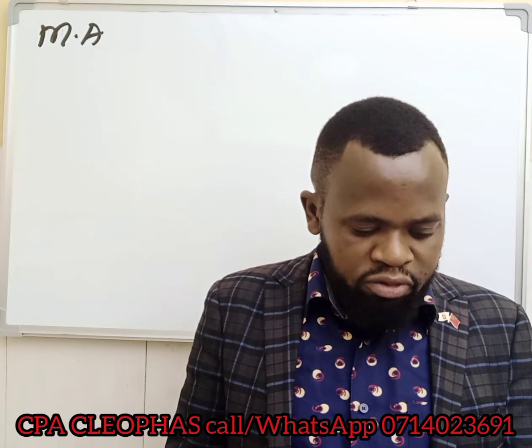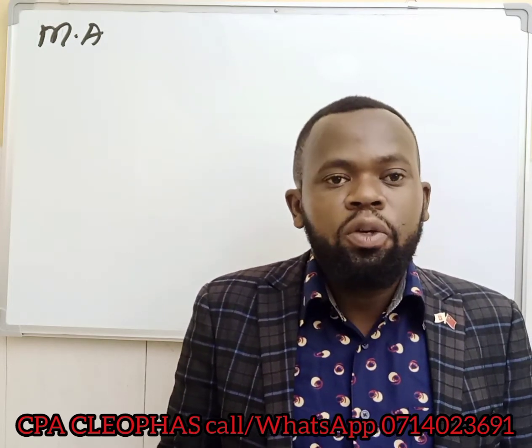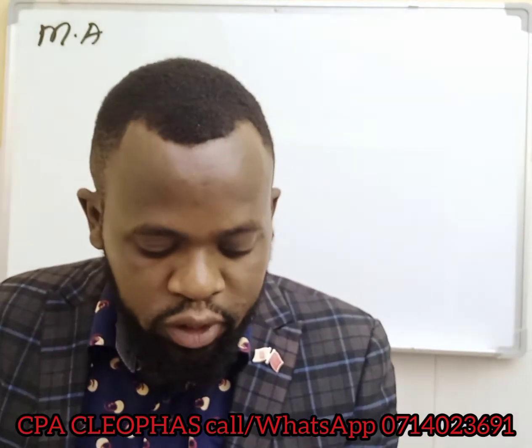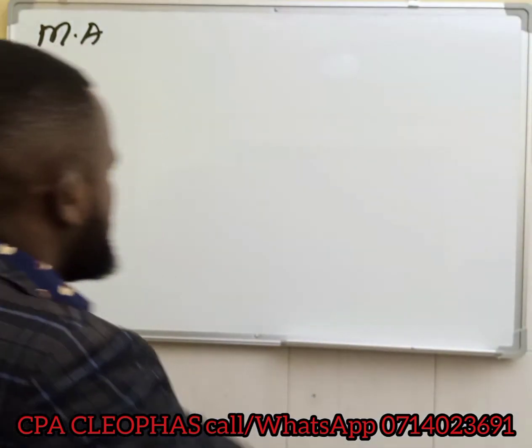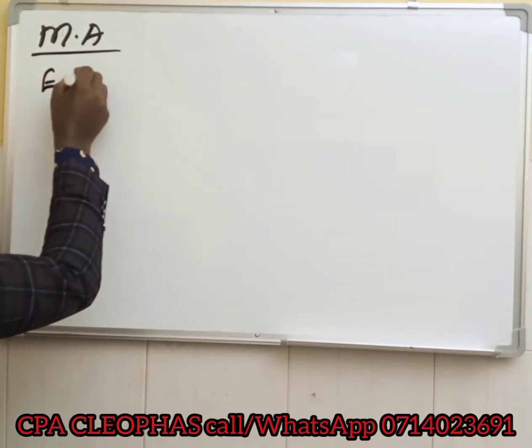Then we have also discounts. So this is EOQ with discounts. Now, for you to do a question on EOQ, the first thing is to understand the formula. So allow me to just write the EOQ formula here.